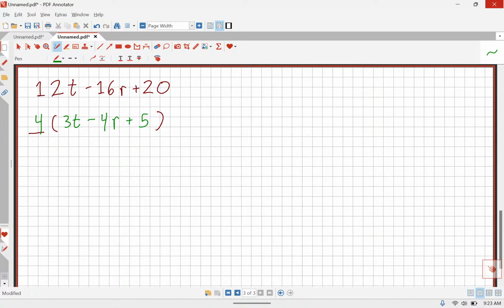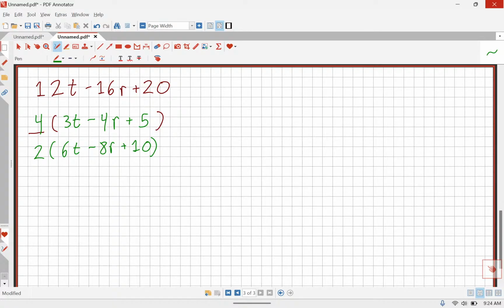Did somebody get something different? Well, how about this? Could someone get something different? Yeah, what could somebody get? Yeah, Skylar. Yeah, it could have been 2 open parentheses, 6t minus 8r plus 10. Now, these are both in factored form, but only one of them is what we call fully factored.